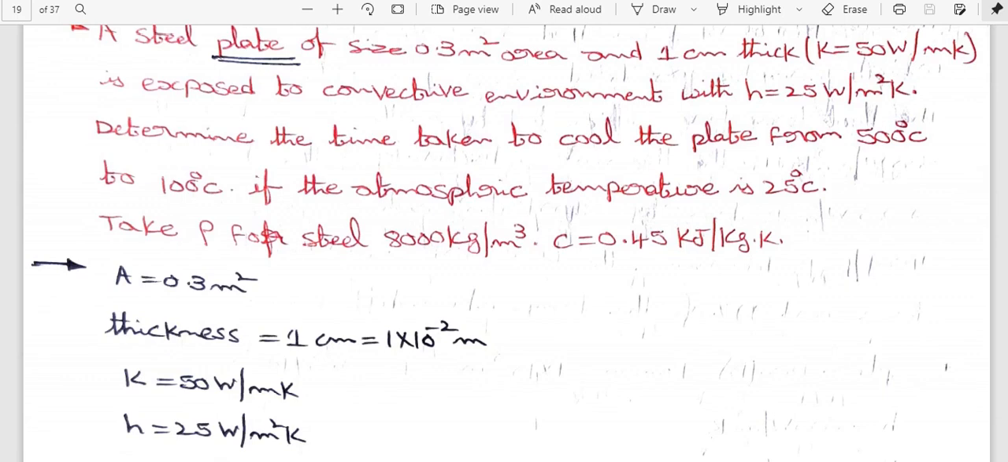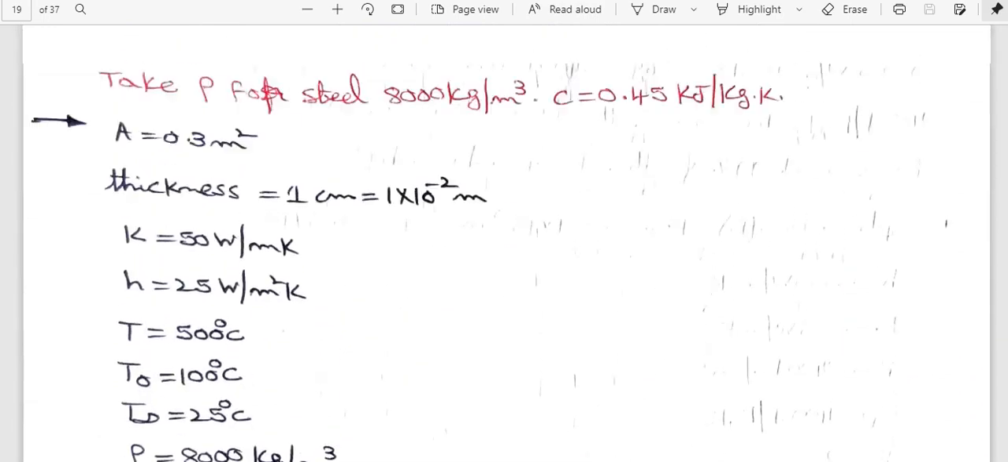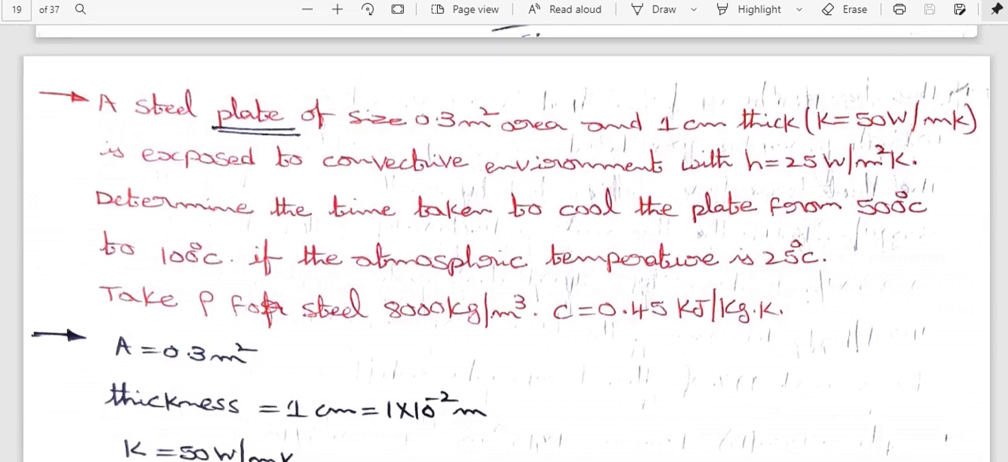Today I am going to explain temperature distribution in a system with negligible internal resistance, or lumped parameter analysis of heat conduction in solid problems. We already discussed this in the previous class from the derivation. So we have the lumped parameter system formula: T minus T infinity by T naught minus T infinity is equal to e power minus hAt by rho into V into Cp. So here this is the third problem. The first and second problems were already discussed in the previous class.